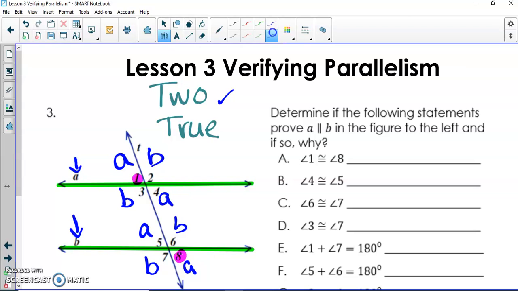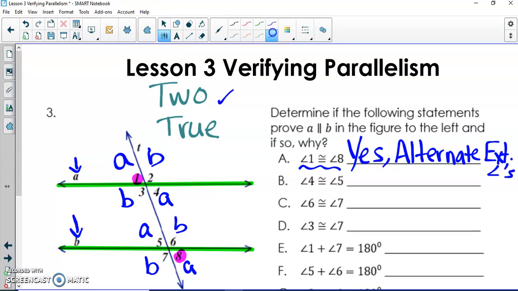And is it true that they would be congruent with the relationship they have if they were parallel? It is, because I have A is equal to A. So this is a yes, and it's a yes because they are alternate exterior angles. Alternate exterior angles are congruent when I have parallel lines. Okay? So we are going to continue and go on to the next one.